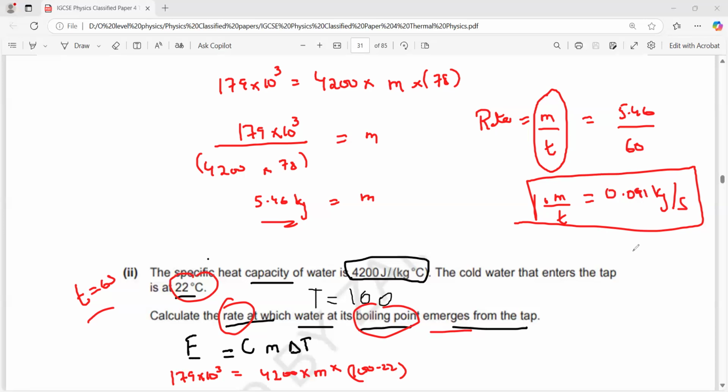This is fine. Or if you want to convert, you can also say 9.1 times 10 to the power minus 2. If you move the point 2 decimal places, it will be 9.1 exponent minus 2 kilogram per second. No, 0.091 you can write, or you can write like this. Both are correct.